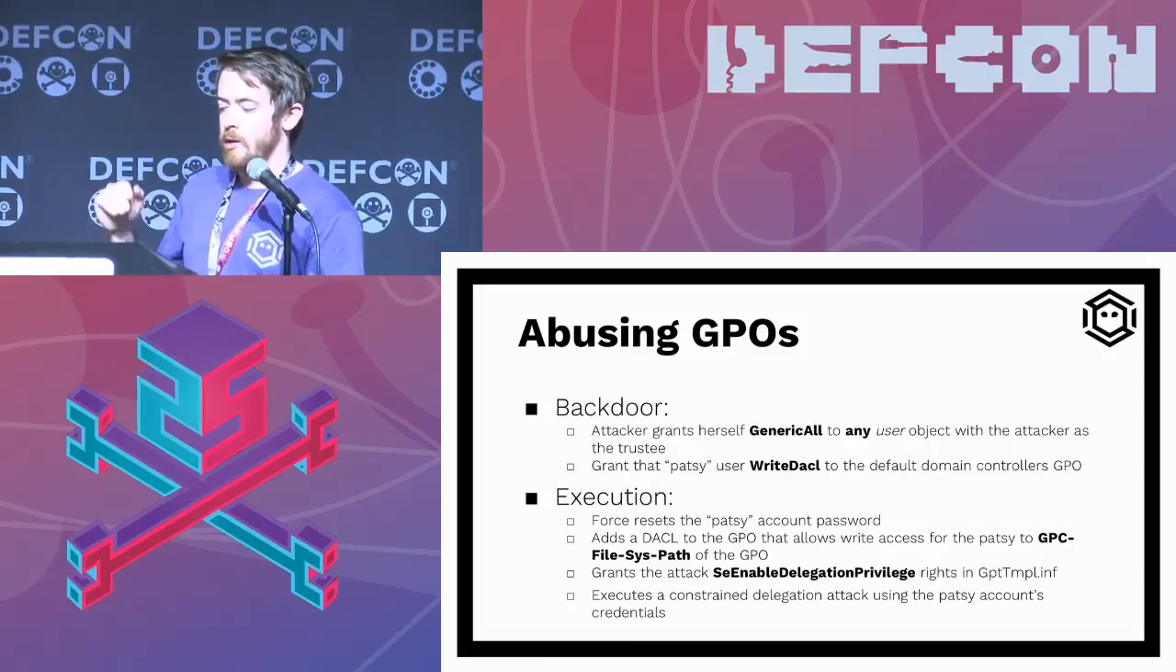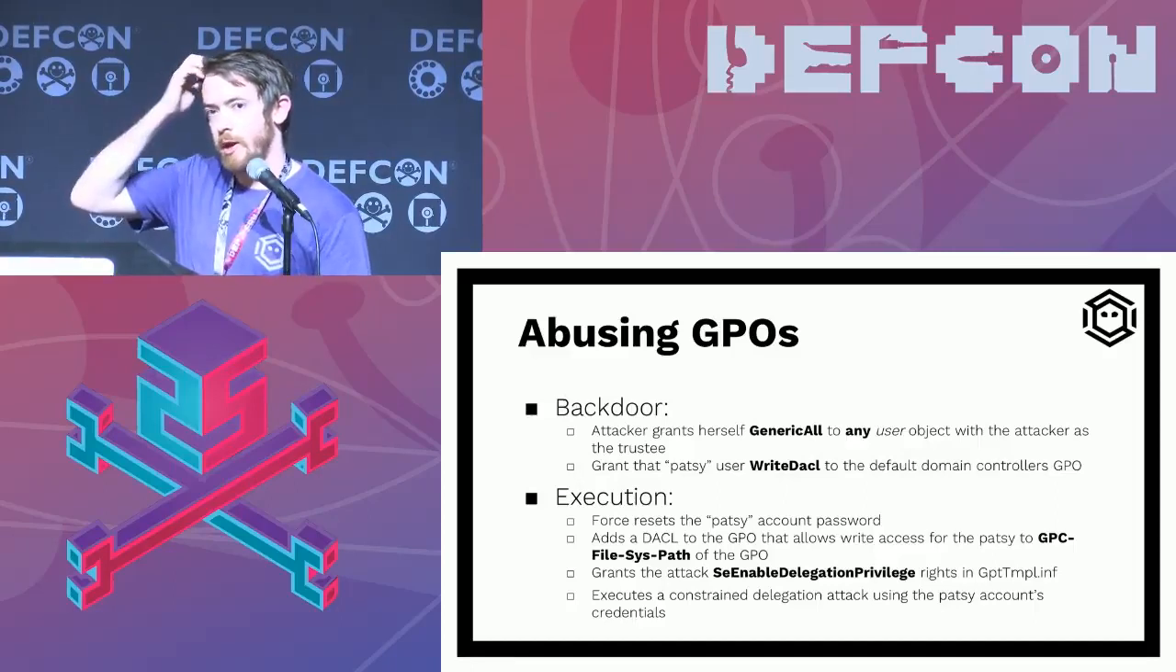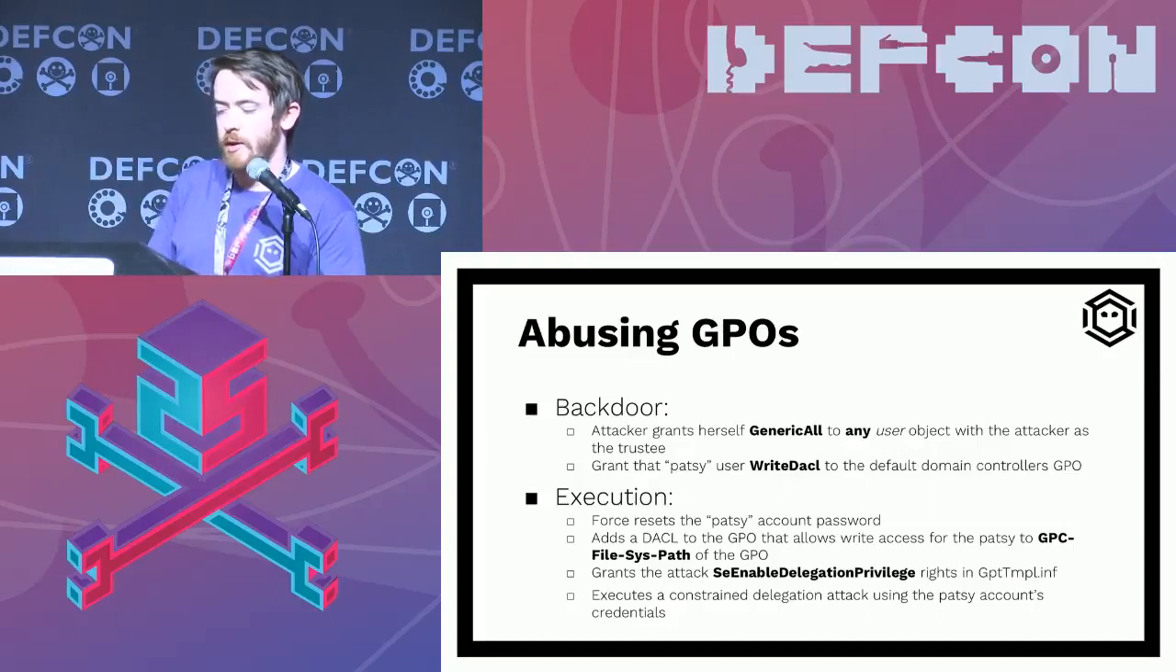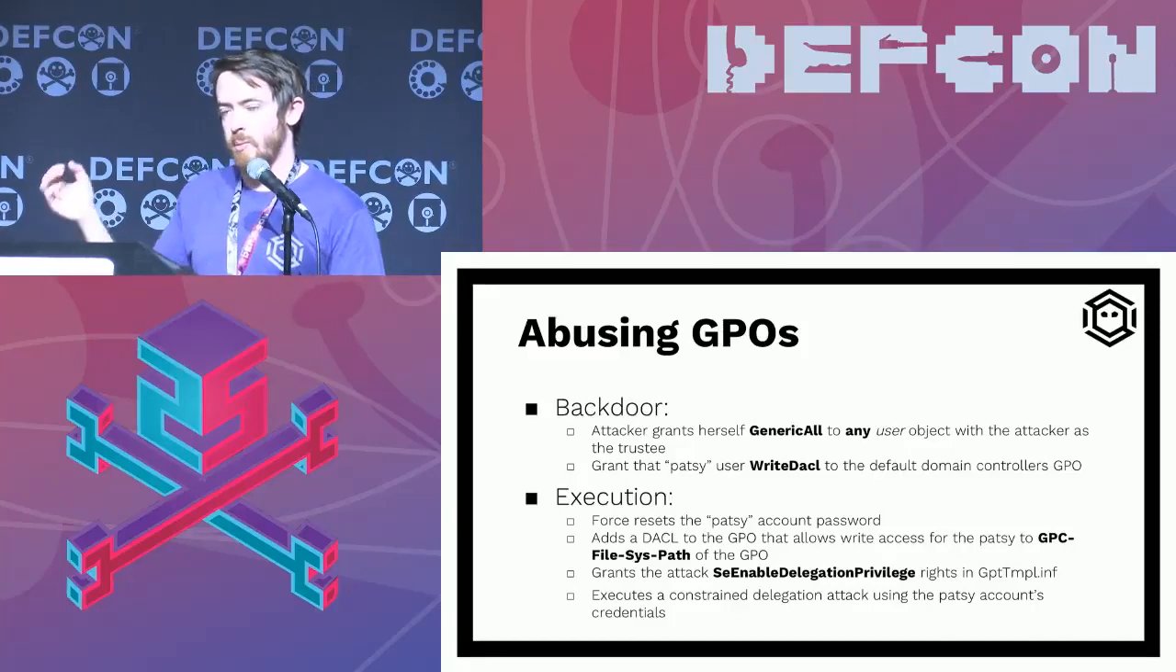So to execute it, once you get access to the system again, you force reset the proxy user's password, and you use that authentication context to add a DACL to the Default Domain Controllers GPO that allows write access to the GPC file sys path. So we are granting ourselves the right to edit the GPO itself. Then we're going to grant, through modifying the GPO, the SeEnableDelegationPrivilege. This is going to be pushed down to the domain controllers, and what this does is it allows us to modify the msDS-AllowedToDelegateTo property on user accounts.